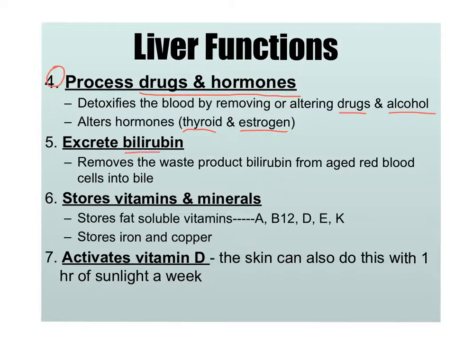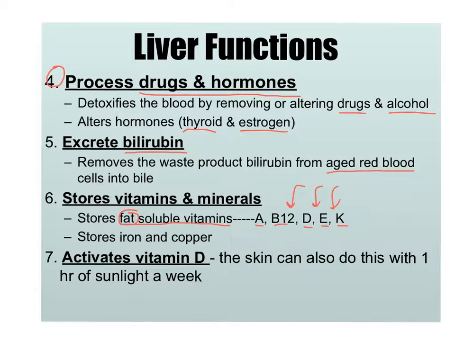It creates bilirubin. Remember, that's the pigment that is produced when aged red blood cells are broken down. The liver is also a storage for mainly fat-soluble vitamins like vitamin A, B12, D, E, and K. And since the liver helps to break down fats, help to digest fats, it's also a key way that these important vitamins are absorbed in the gastrointestinal tract.